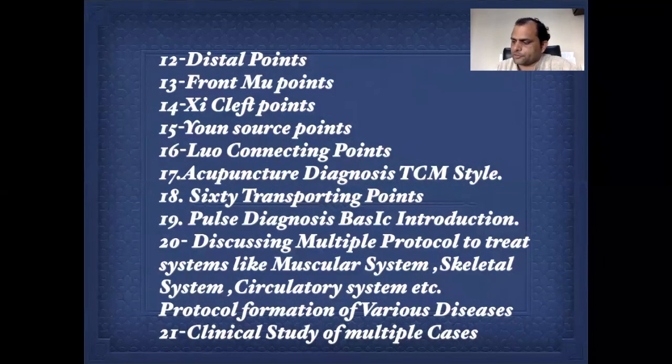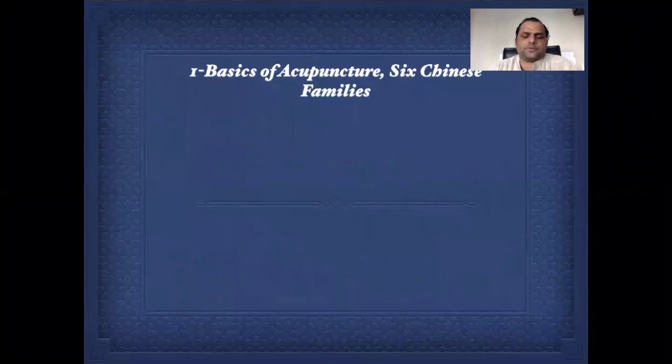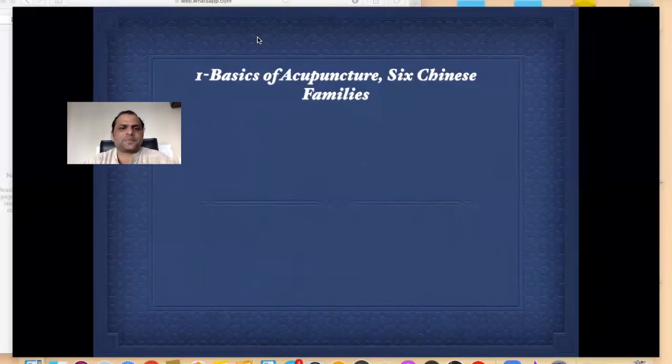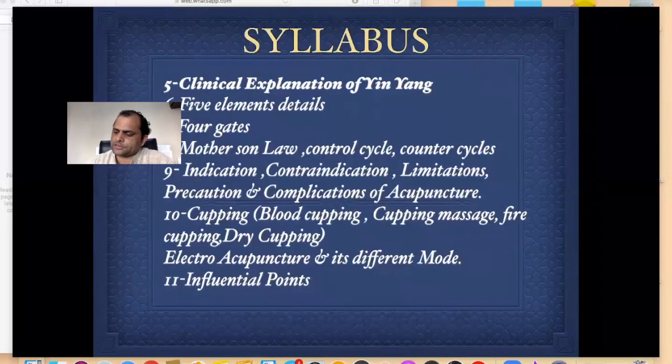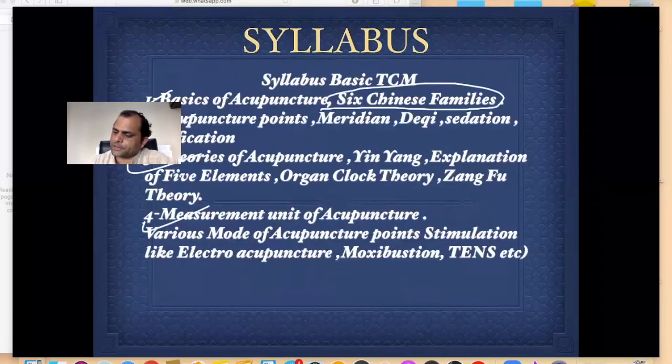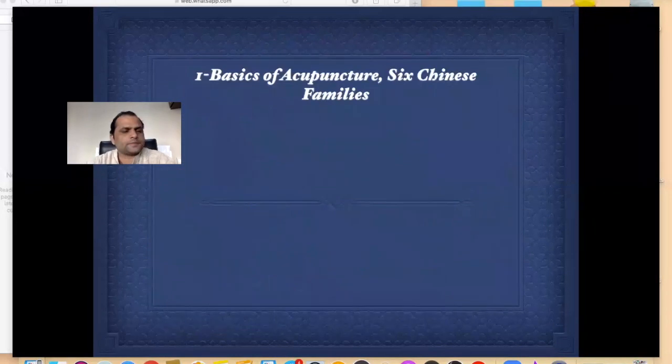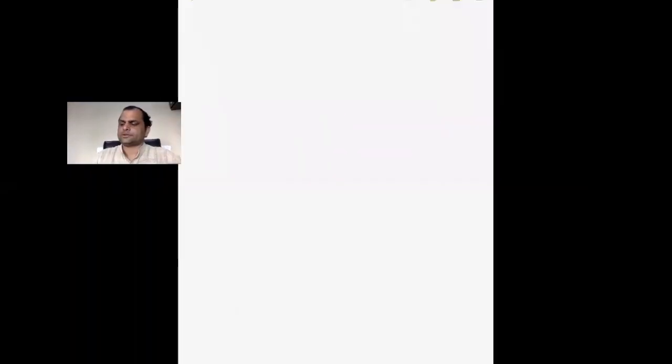So let's start from number one, the basics of acupuncture or six Chinese families. Yesterday we already talked about that. Now today we will learn them in a very scientific manner. So the first topic which we are picking from this is the basics of acupuncture or six Chinese families. That is our first number. So today we are going to start from topic number one from our syllabus, that is basics of acupuncture and six Chinese families. So let's start.